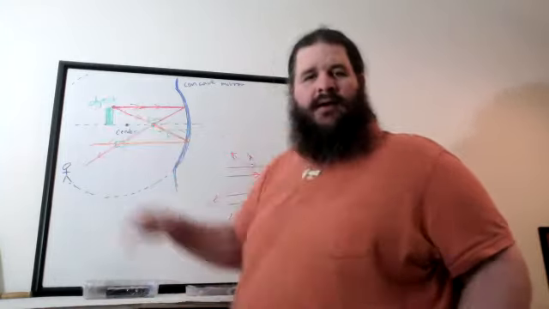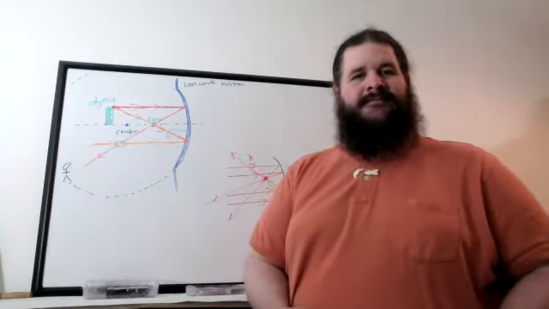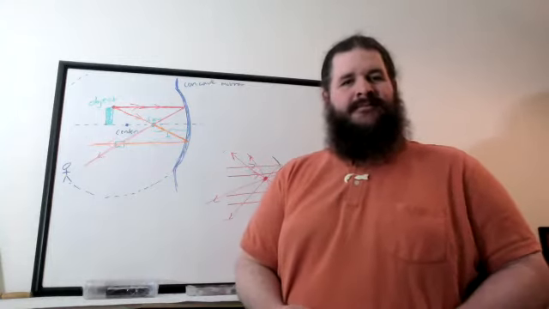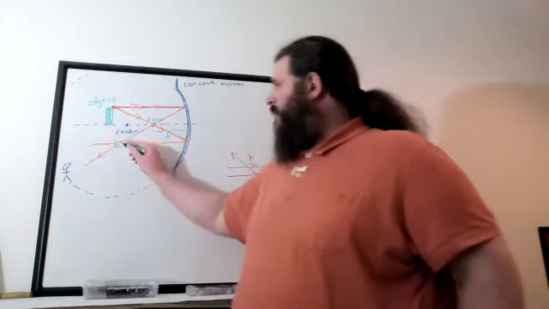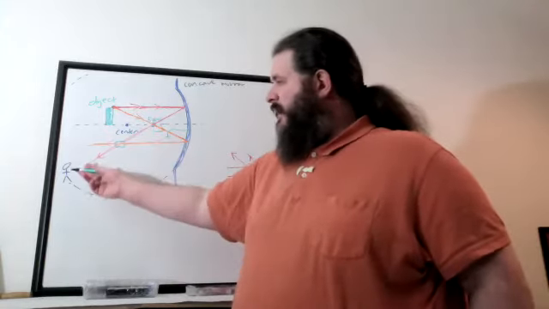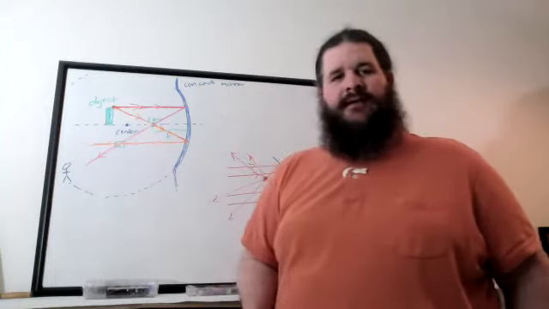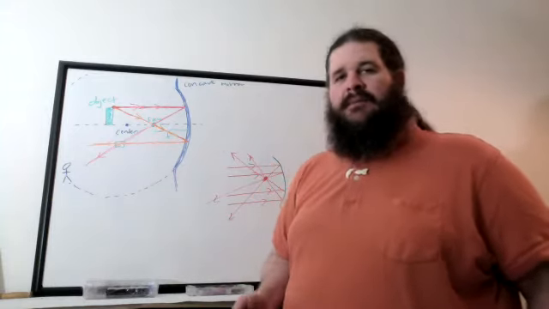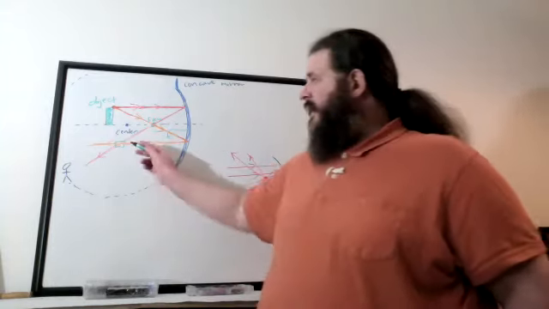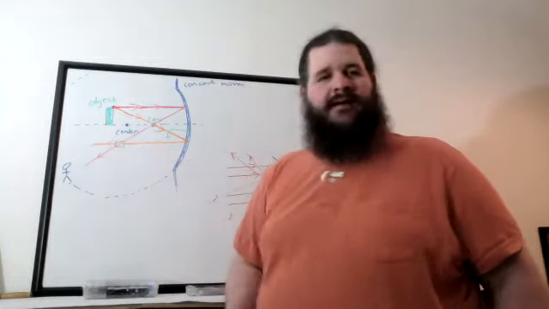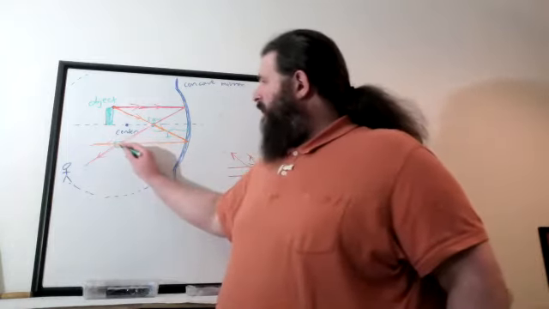And what do we call that point? The image? Yeah, this would be the image. So your brain thinks, the object must be there. And of course, the object's not there, but it makes sense to think it's there because the rays of light seem to be coming from that point. So we would say this point is the image.